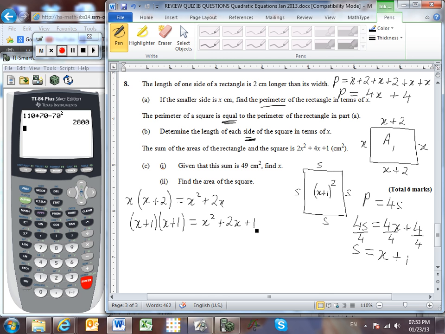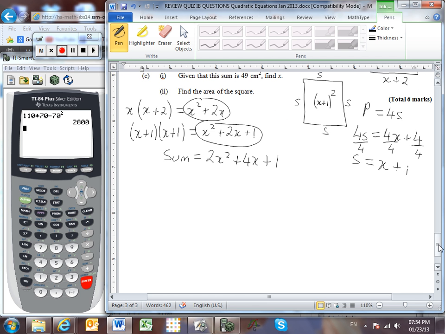And so the total area, the sum of these areas, would be all of this plus all of this. How many total x squareds do I have? I've got 2x squared. How many total x's? 4 x's. And how many total constants? Just 1. And you can see I got the exact same expression. But the question gave it to us for free. They were maybe worried you wouldn't be able to come up with it and do part C on your own.